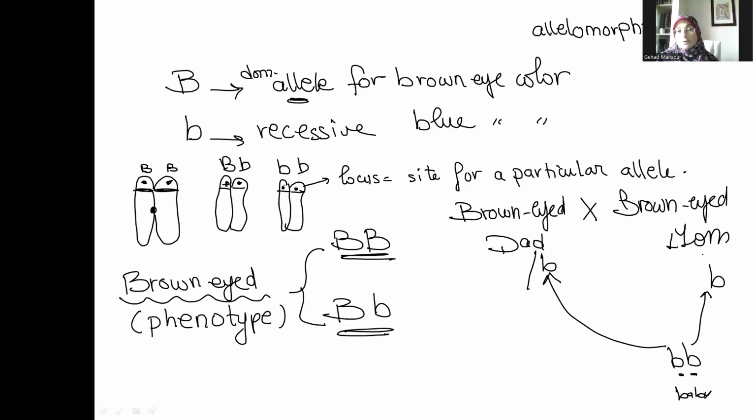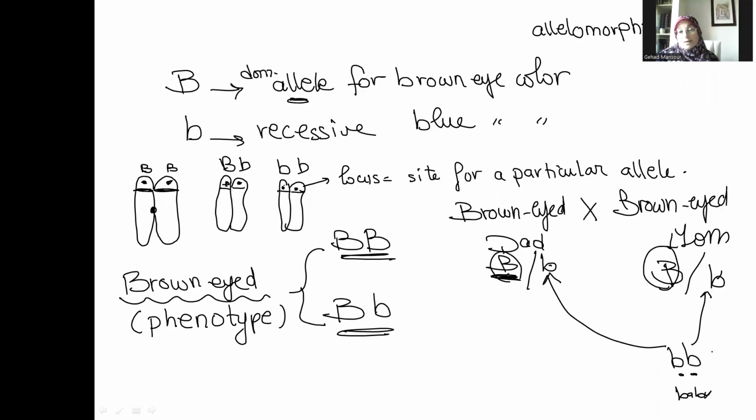But what about the other allele? Should this other allele, or could this other allele, be B small? No, because if it were B small, the dad would be blue-eyed. So it has to be B capital. And for the mom, similarly, because the mom is brown-eyed. So they are brown-eyed, so they should have the dominant allele for brown.